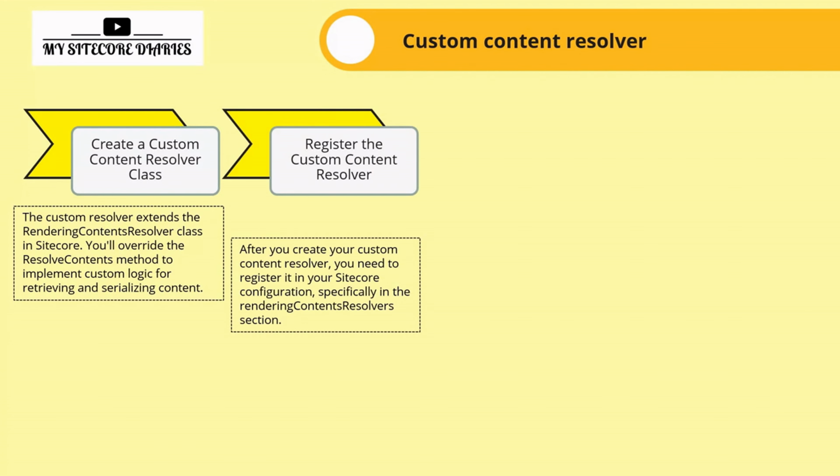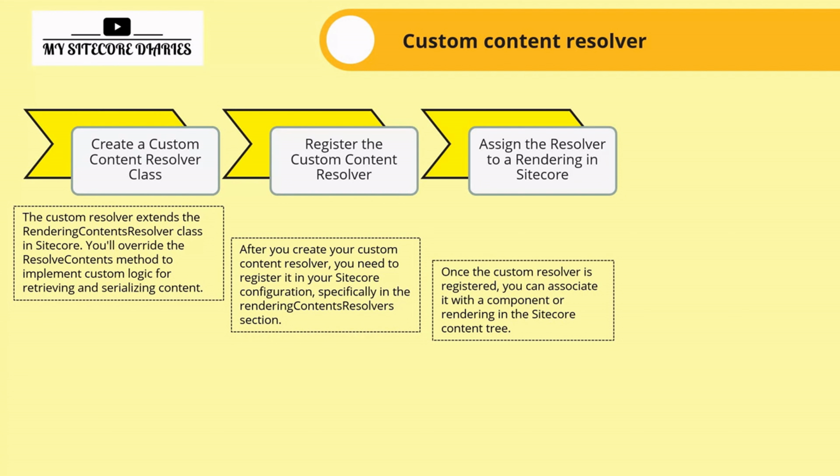Then you have to register the custom content resolver. So once the code is ready, you have to create your item, and you have to register your code to your Sitecore item.